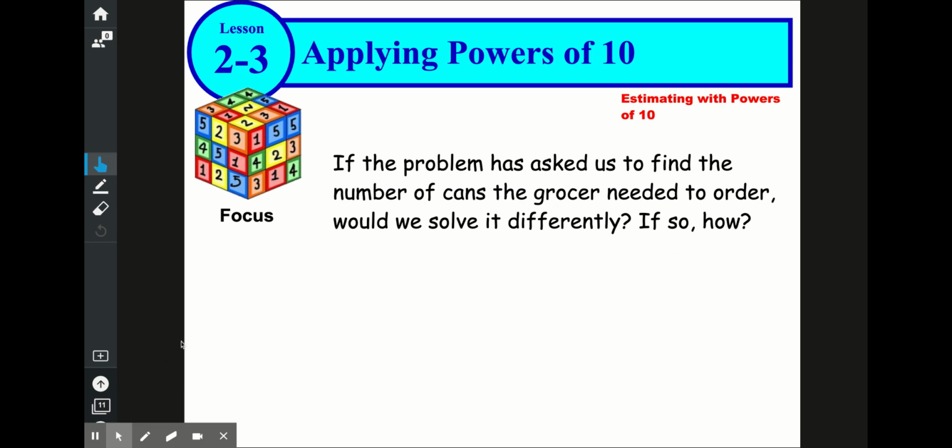So if the problem had asked us to find the number of cans the grocer needed to order, would we have solved it differently? Probably not. We would have started in the same spot, but then we would have had to go a little bit further. We would have had to extend our work past just creating the reasonableness. We would have had to look at the number he has versus the number he wants and then decide from there.